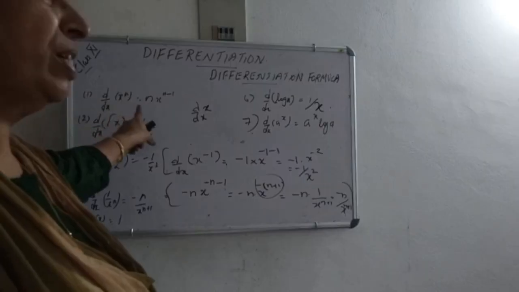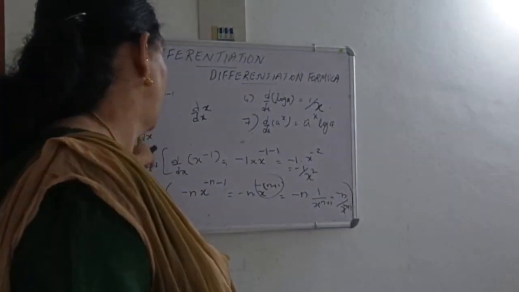d by dx of x raised to n is n into x raised to n minus 1. d by dx of root x is 1 by 2 root x.